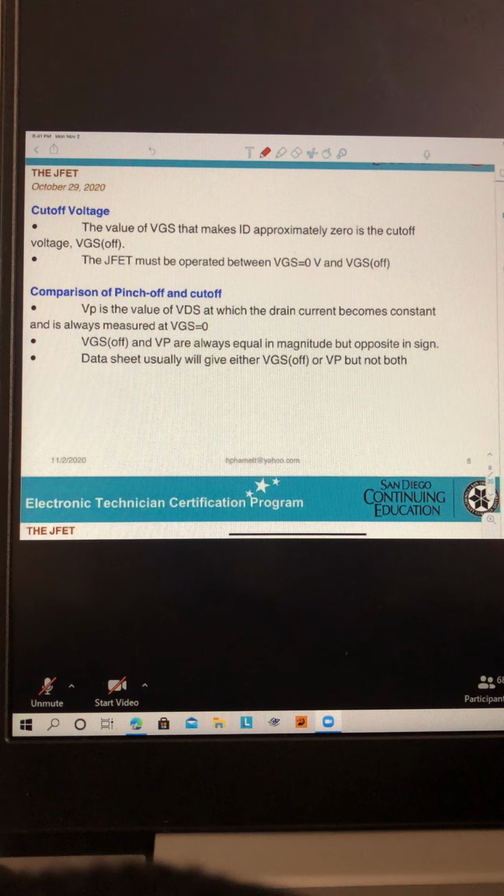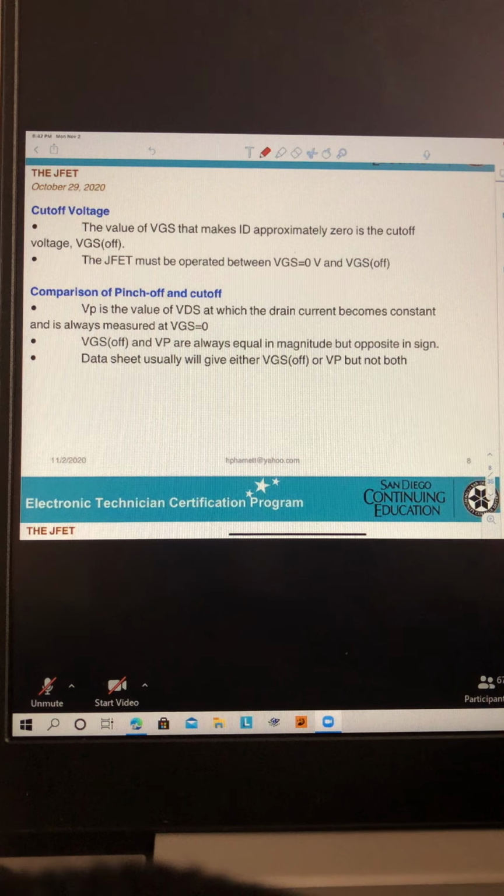Cut-off voltage. The value of VGS that makes ID approximately zero is the cut-off voltage, VGS off. Okay, so now we have one more. What is VGS off? That means at that voltage, the ID current is zero.